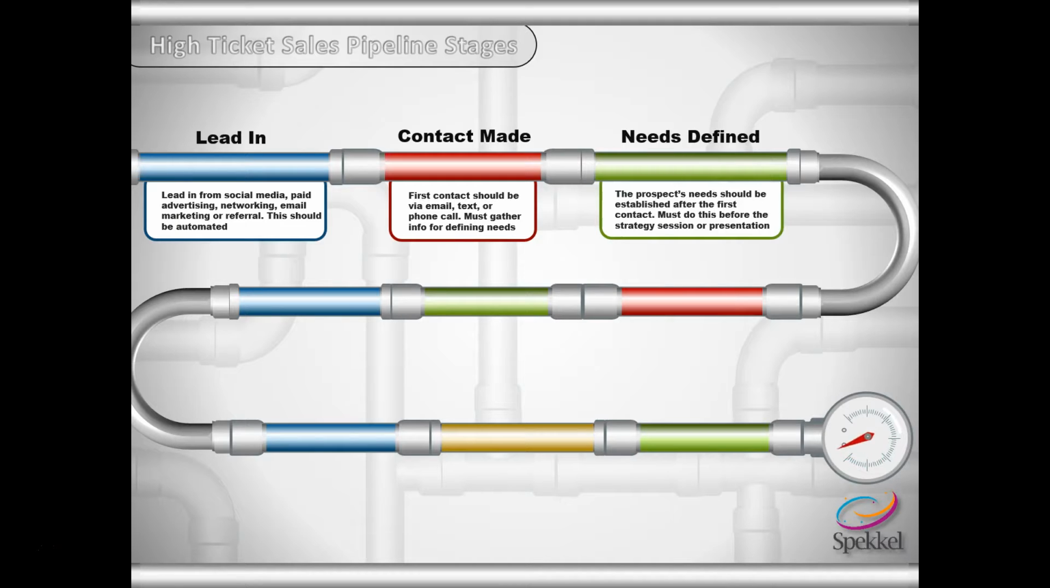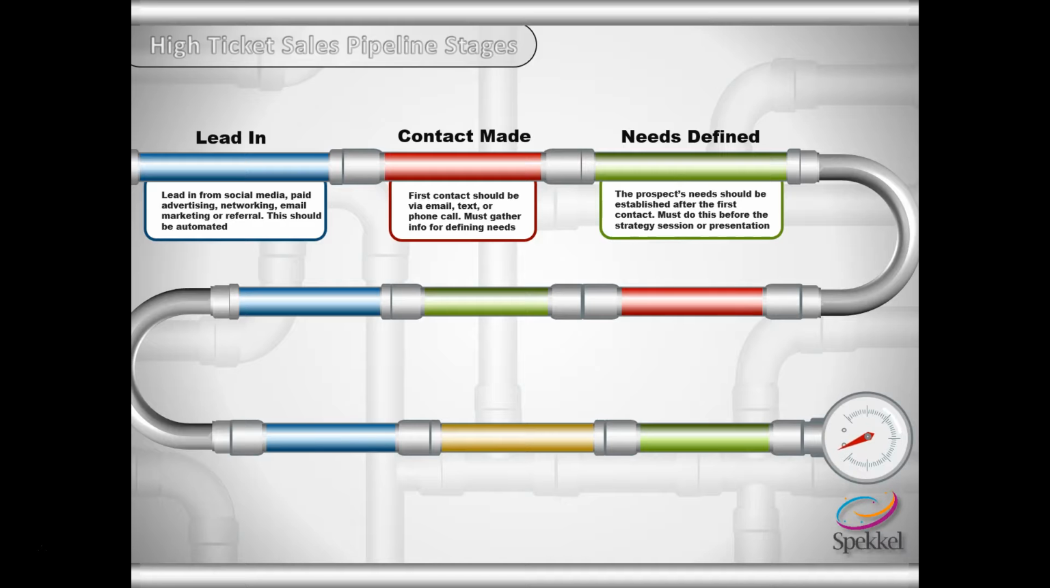So the next thing you want to do, in the next stage of your pipeline, is you need to define the needs. This is where the prospect's needs should be established. You should be able to understand what their needs are after the first contact, before you actually get on a strategy call with this individual. And you must be able to do this before the strategy session or your presentation, whatever conversion event you use.